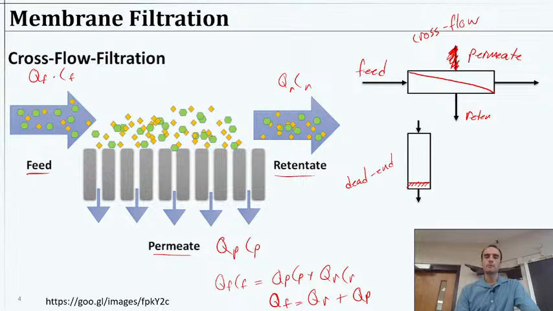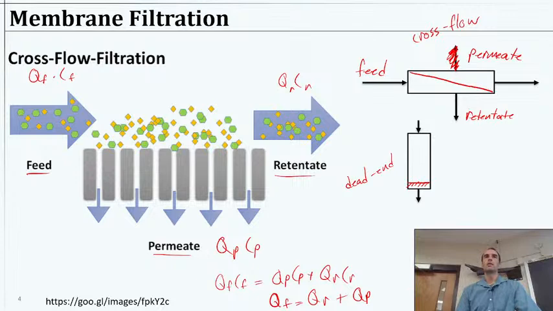Now, if I drew this way, then suddenly that's backwards, right? Suddenly the water that's making it through is here and here, and the retentate is the other one. I'm gonna fix it, so don't panic on the notes. I just wanted to show you it's kind of arbitrary.